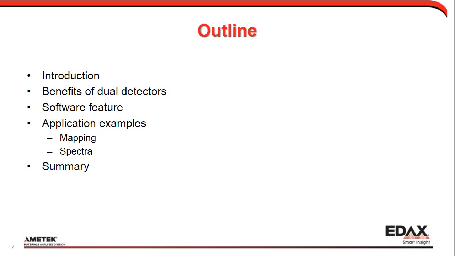Starting with an outline of this talk, first of all, I'll introduce the dual detector setup and geometry. Then I will move on to benefits of dual detectors, such as throughput gain, resolution, mitigation of topographic and shadowing artifacts, followed by dual detector feature in Apex software. After this, I will hand it over to Jens. Jens will go through a bunch of mapping and spectral examples to show the applications of dual detectors and to wrap up this talk.